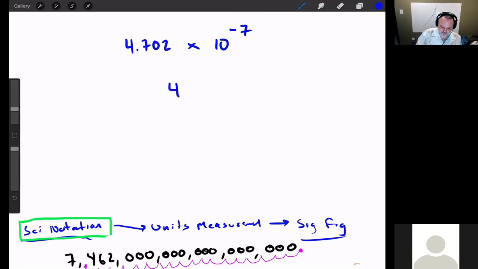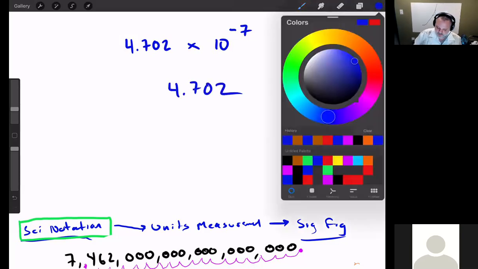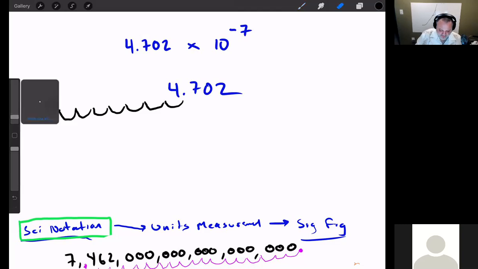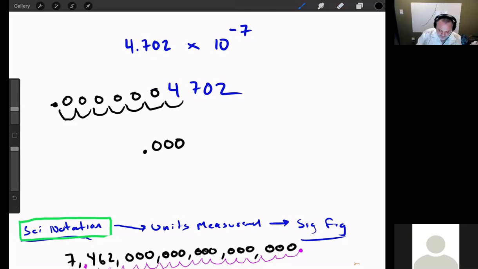So let's take that 4.702. Let's move the decimal place. Since it's 10 to the negative 7, we need to make it smaller. And so I want to make the number smaller by moving the decimal place this direction, 7 spots. 1, 2, 3, 4, 5, 6, 7. So here's the new decimal spot, so I can go ahead and erase this one. And now I can fill in zeros. And so rewriting, I get 0.0000004702. And I can throw a 0 here just to hold place if I want. It's okay if you don't, though.